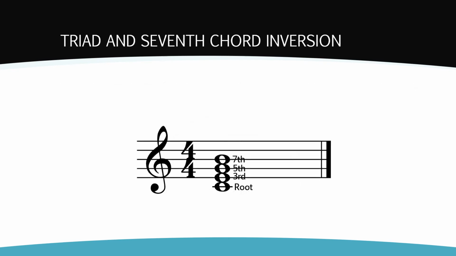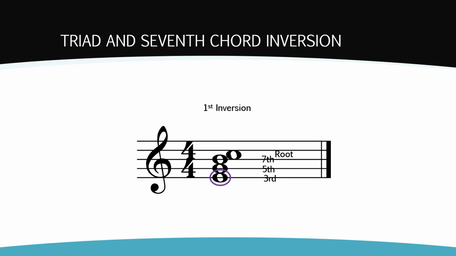Seventh chords can also be inverted. We can perform the same procedure here as we did with the triad. When all the pitches of the seventh chord are arranged as superimposed thirds, we are in root position. If we move the root to a higher sounding location so that the third of the chord is now the lowest sounding pitch, we are in first inversion.